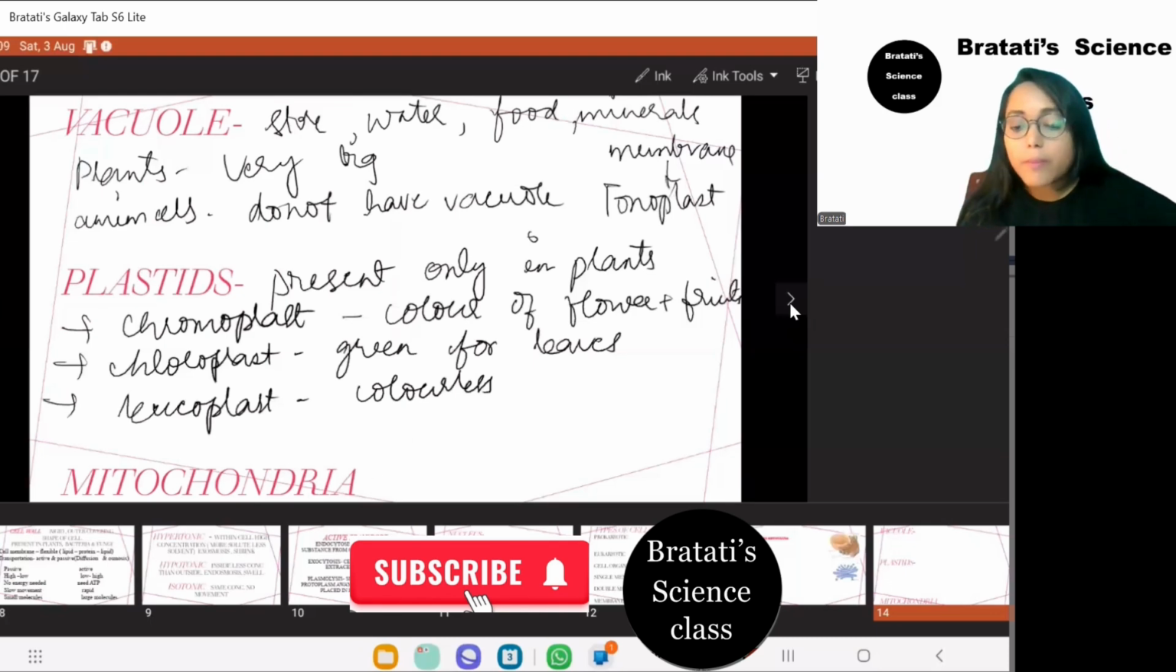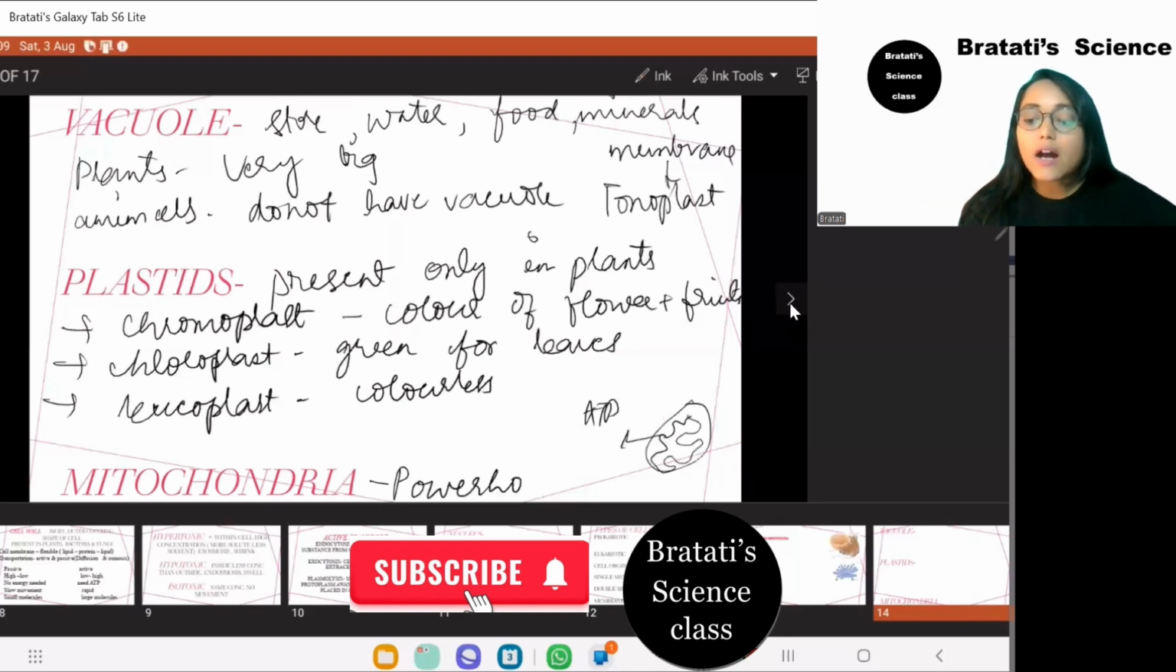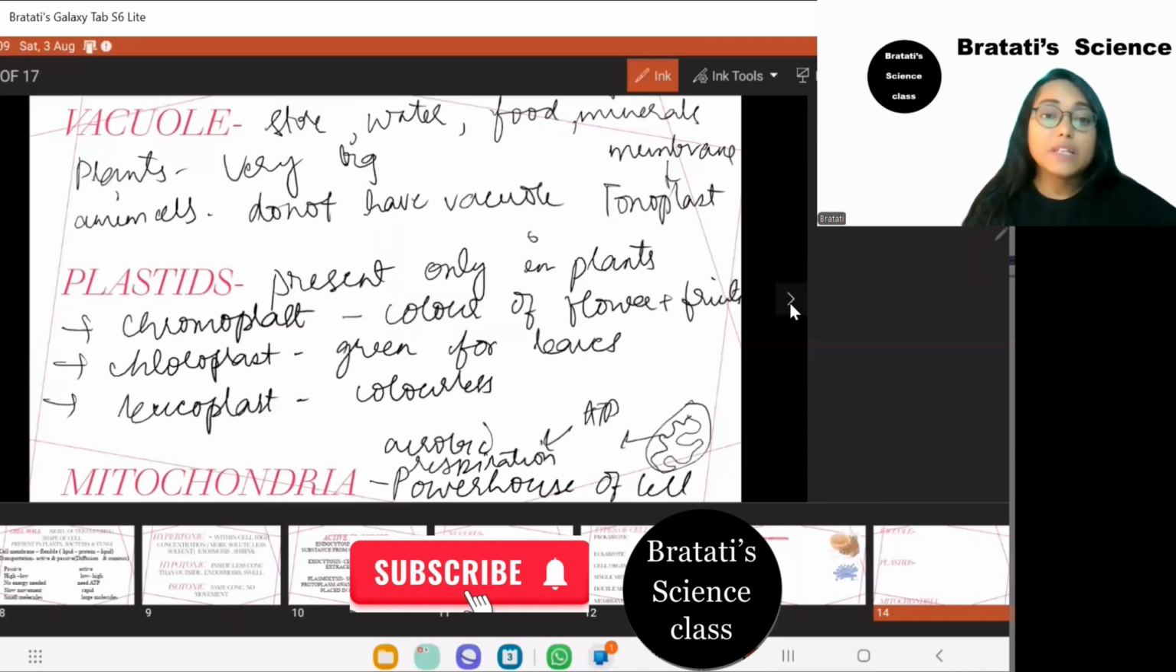Mitochondria, as I told you, have this structure. See, the finger-like structures are called cristae, and they produce ATP through aerobic respiration. This is called the powerhouse of the cell, because they generate the ATP, and the ATP is produced through aerobic respiration. Audience, please consider my handwriting as I'm using the pen and the tab, so that's why the handwriting is like this.